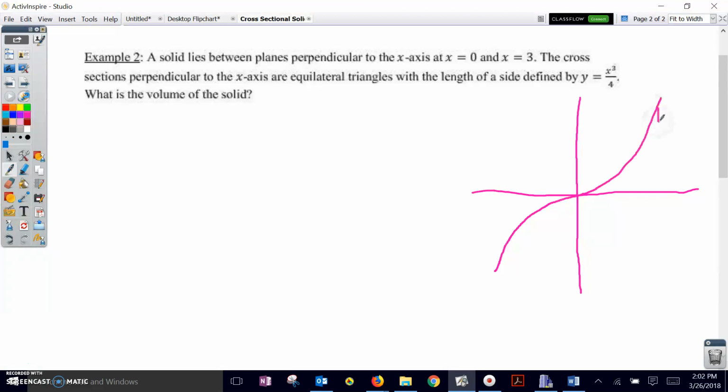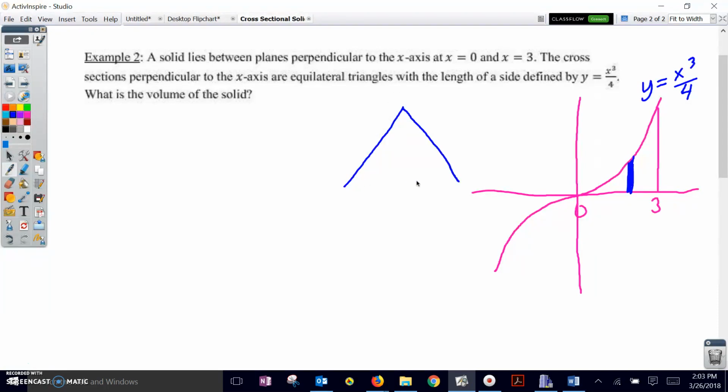And I'm going to set up my solid from 0 to 3. So there's where my solid exists in that region. And we're told here that the cross-sections perpendicular to the x-axis are equilateral triangles. So if I put a little strip in here in my region, this is going to be the side of an equilateral triangle. And the height of that is going to be based off of the function. And so I'll draw an example of my cross-section here.